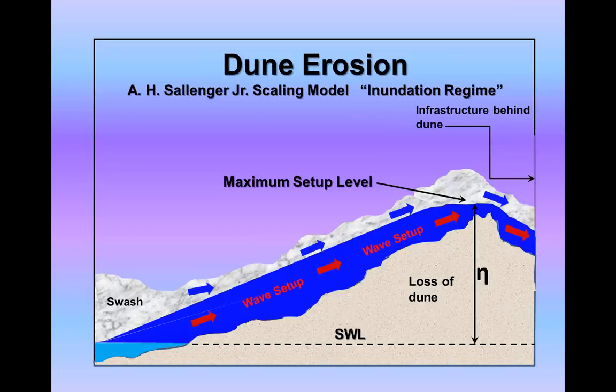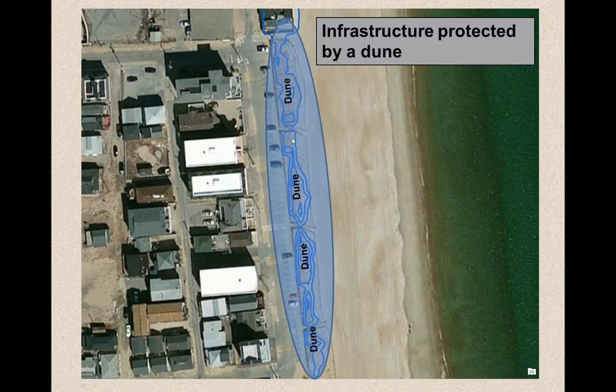And this is important because in many cases, as we see here, the dune structure is protecting infrastructure behind it on the landward side. And once the dune is gone, these structures are exposed to the direct impact of the waves themselves.